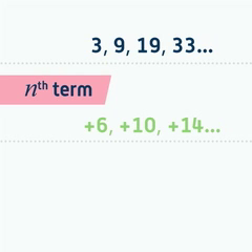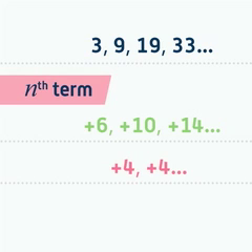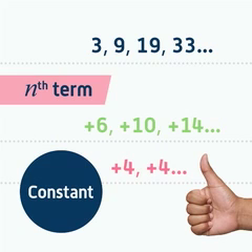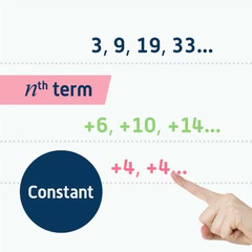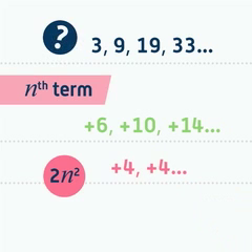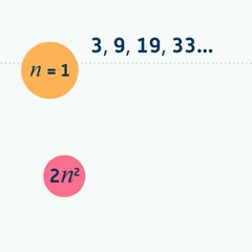Take the first difference to start with, and then the second difference. If that difference is constant, we know we have a quadratic sequence. We do have a constant second difference, and the +4 means our nth term will start with 2n squared. The only thing left to figure out is what else we do in our expression to get the numbers in the sequence. Let's take n equals 1. We want an answer of 3.